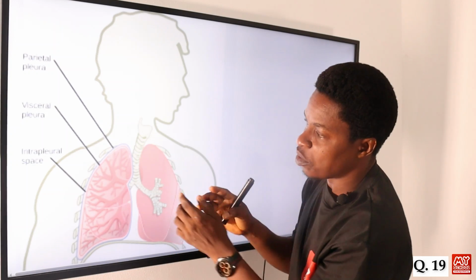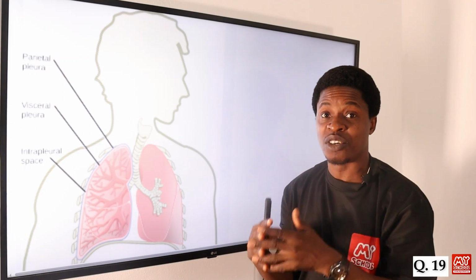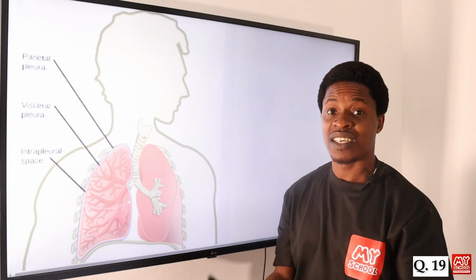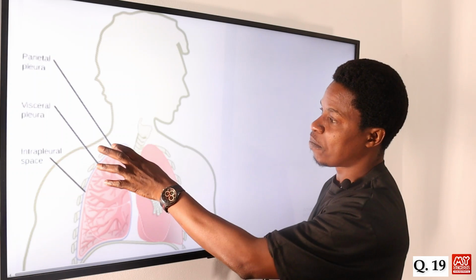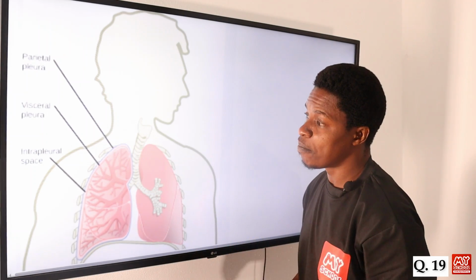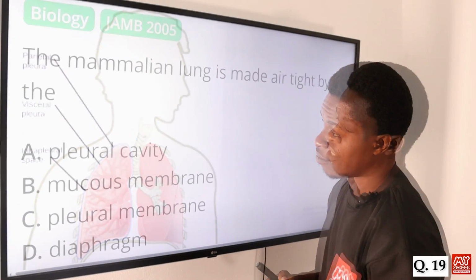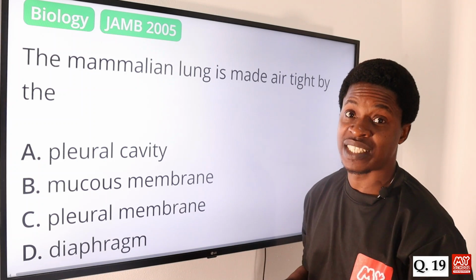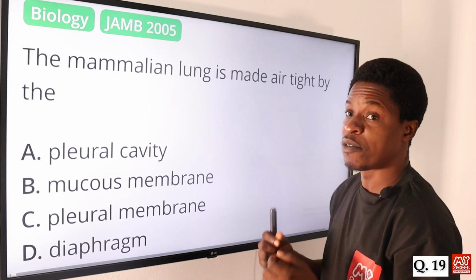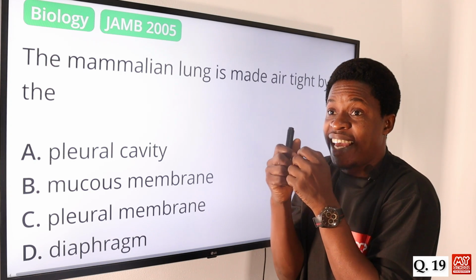The cavity is what is in between there to make for effective breathing during the exchange of gases. So that is the pleural membrane. Let's move back to the options so that we can select the answer. The part of the mammalian lung that is responsible for the airtight seal, so that the air is tightened.